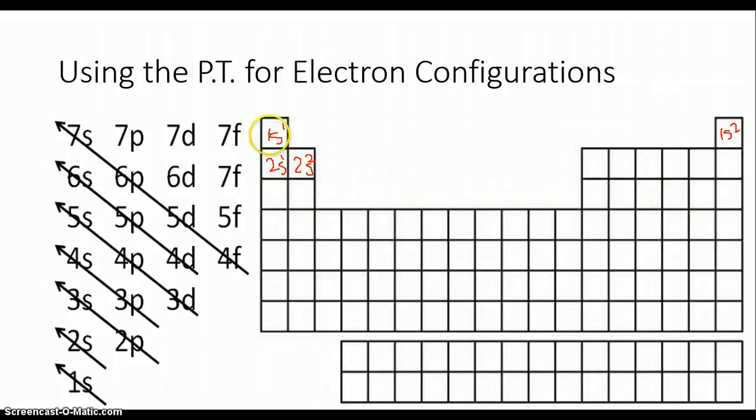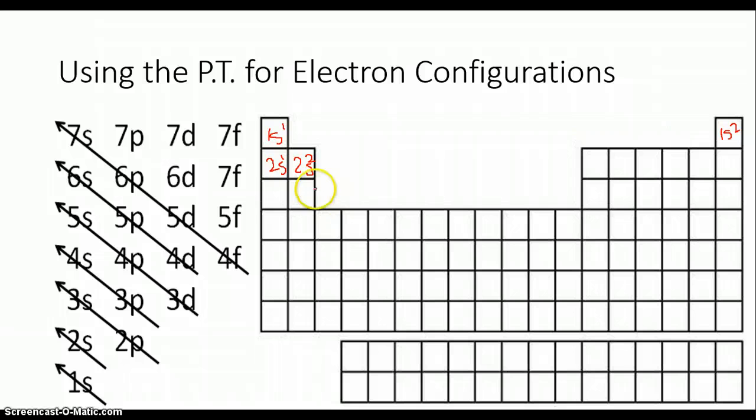We'll follow this by saying this is my first row, my first period, and these are all s's, so it's going to be 1s2. Right here is my second row. This is going to be my 2s2. These are my p's, so all these are going to be my 2p's: 2p1, 2, 3, 4, 5, 6.